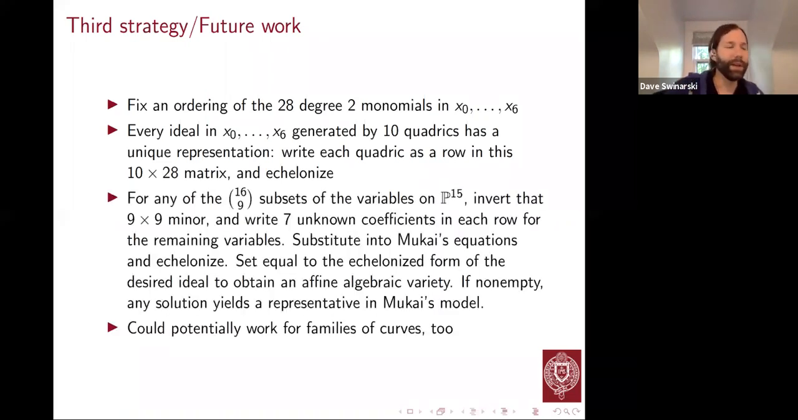Now, on the flip side, you could start with Mukai's equations for the orthogonal Grassmannian. You could fix any 9 by 9 minor, and invert it, and that will leave you 7 unknown coefficients in each row. So you've got 63 variables. You can substitute those into Mukai's equation and echelonize.